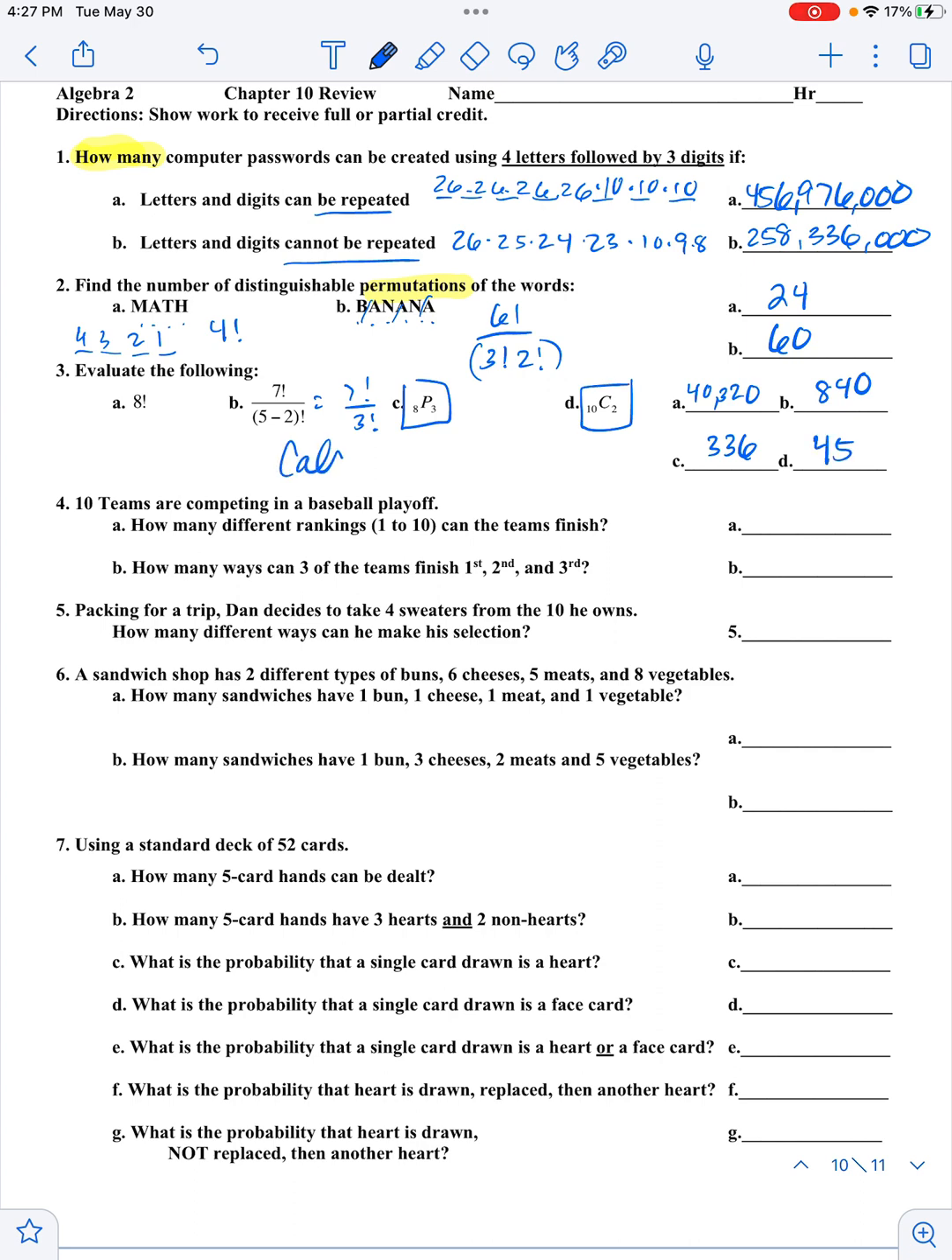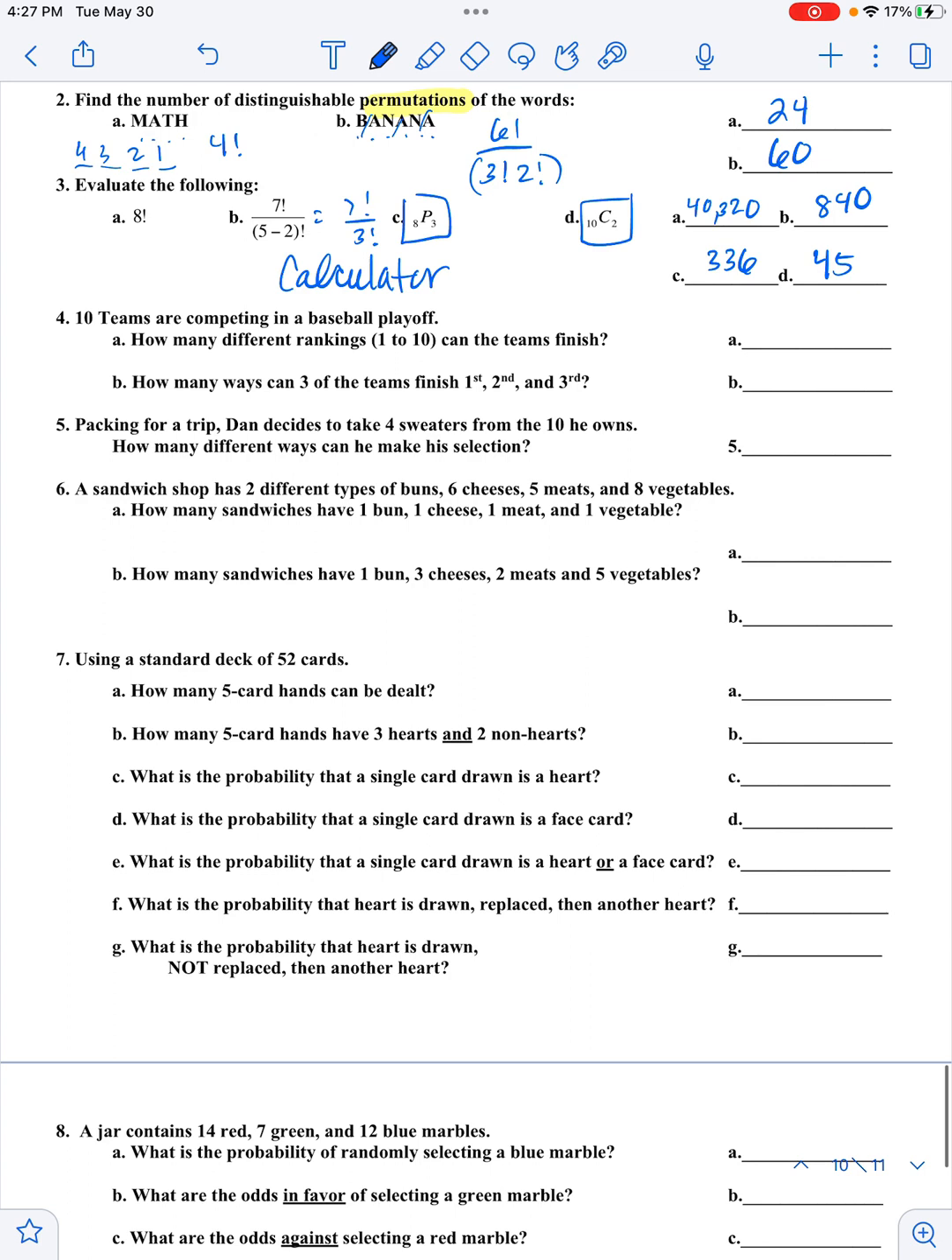So this is 100% about making sure that you know how your calculator works and making that like something you can find. Okay, so we have 10 teams. How many different rankings? 1 to 10. So that's an order. Like how many different ways can they be put into order?